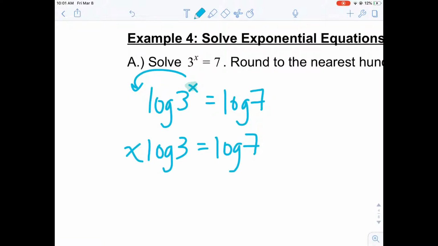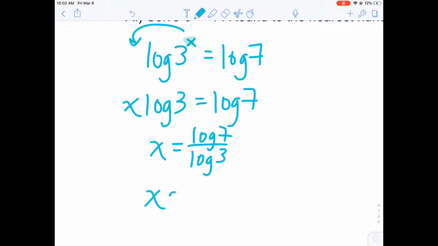And now here's the fun part, and the reason we used the common log on both sides is because to solve for x we just have to divide by log of 3. It's a common log, so you can go ahead and just plug that into your calculator. And so when you do that, you should get x is approximately 1.77.